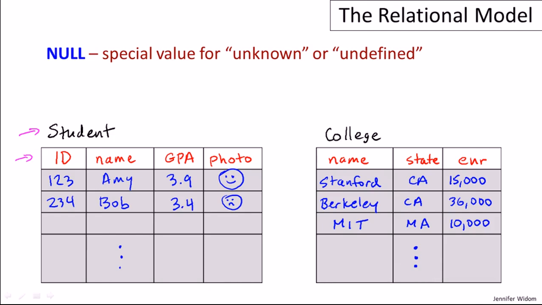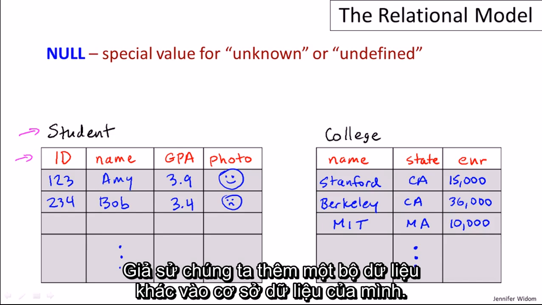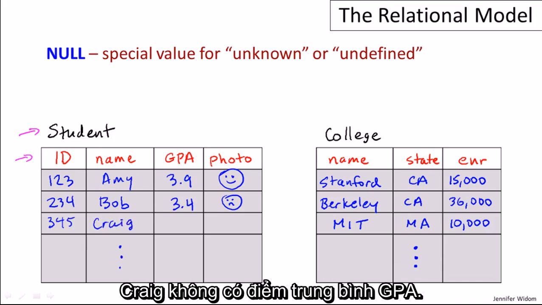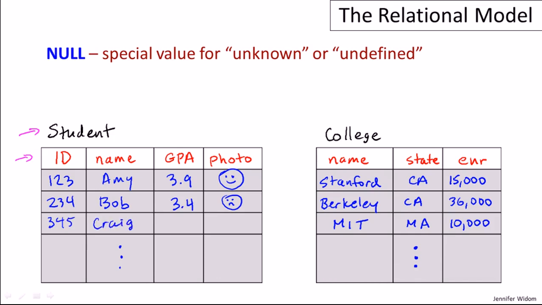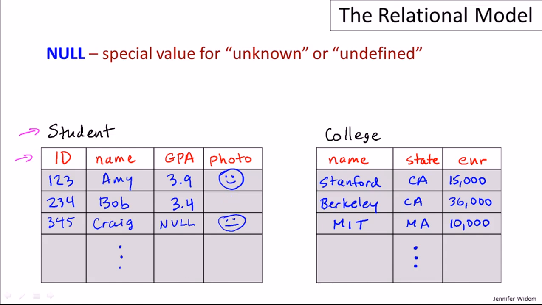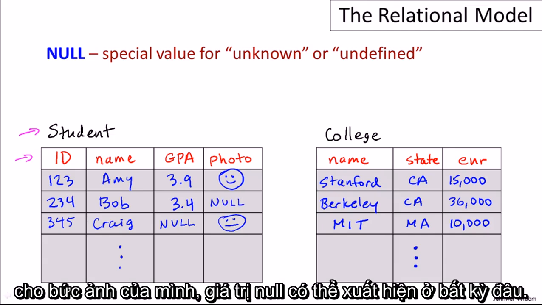And so let's add another tuple to our database, let's say 345, another student named Craig, and for whatever reason Craig doesn't have a GPA. Maybe Craig is homeschooled, maybe Craig doesn't want to reveal his GPA. So then the database would contain a null value for Craig, and we'll just put a neutral face there. Or, for example, maybe Bob doesn't want to have his photo in the database, so then Bob would have a null value for his photo. So again, nulls can go anywhere.